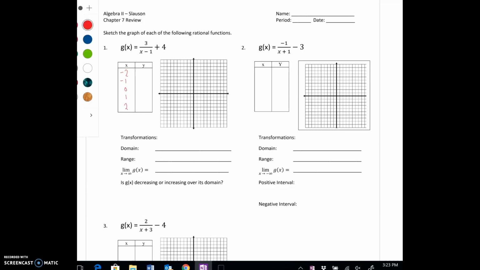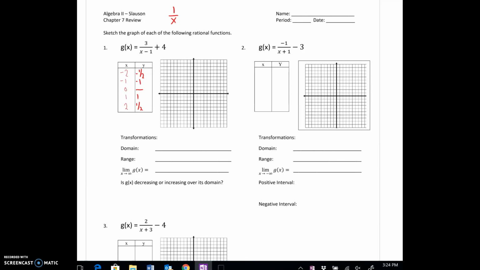And then when I put them into my parent function, which remember the parent function is 1 over x, I will get -1/2, sorry, -1, 0 will not work, and then the numbers repeat, but just without the negative signs. So this table is what I'll use in problem 2 and problem 3.